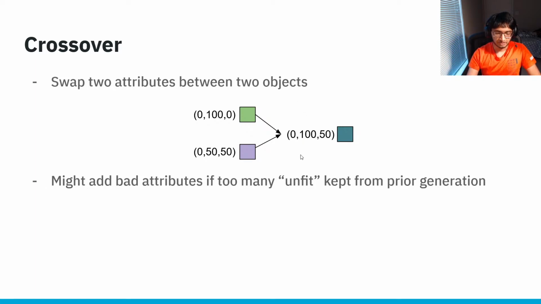So you might add bad attributes if there's too many unfit kept from the prior generation, so you have to be careful about this, because as you remember with the roulette selection and the tournament selection, we do want to keep bad objects. We want them to stick around a little bit. And so if you have high crossover and a roulette selection that happens to always land on keeping bad objects, the crossover could end up creating children that just copy the bad attributes from their parents and learn nothing good. So you want to make sure that you keep some bad attributes around.